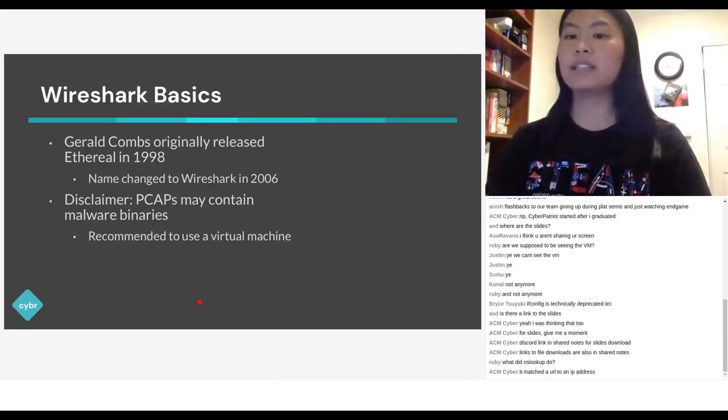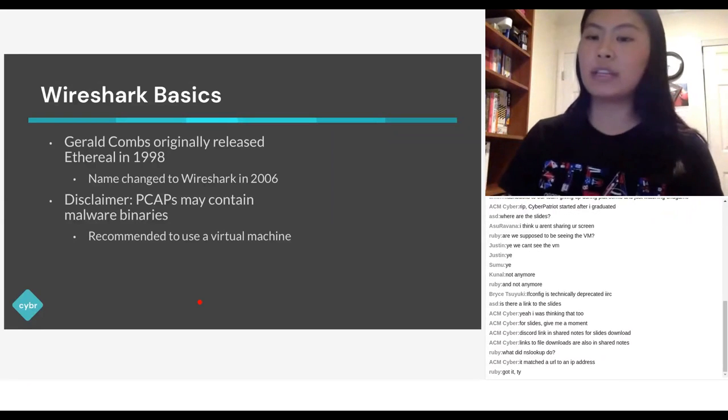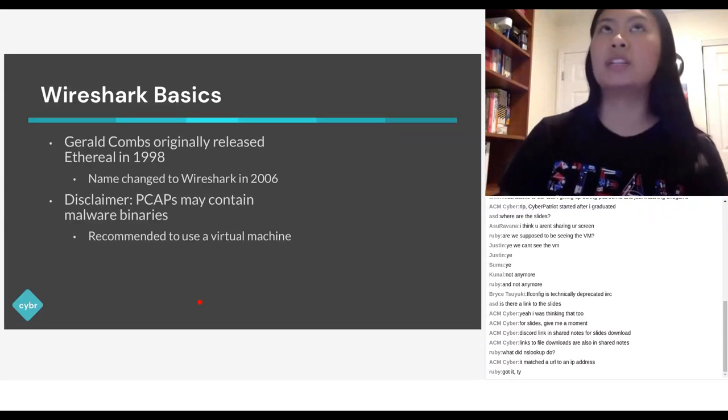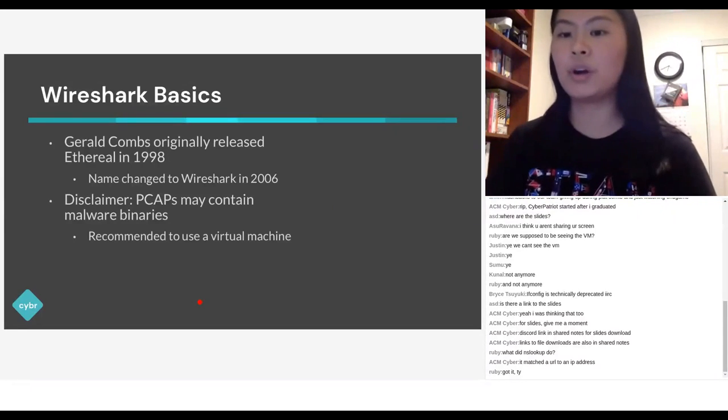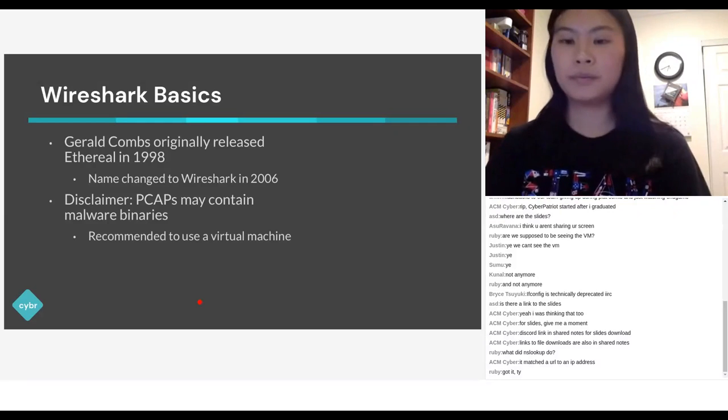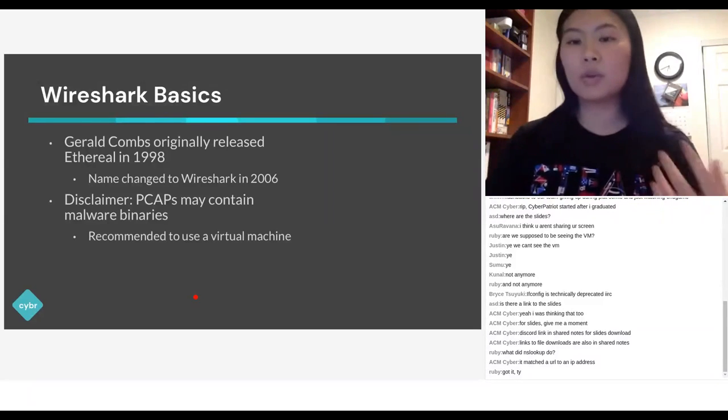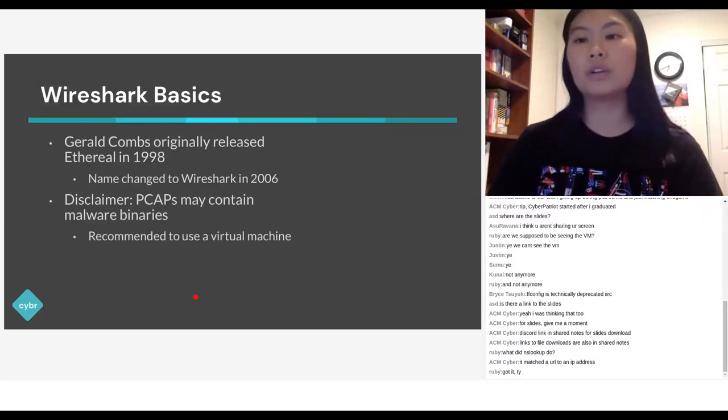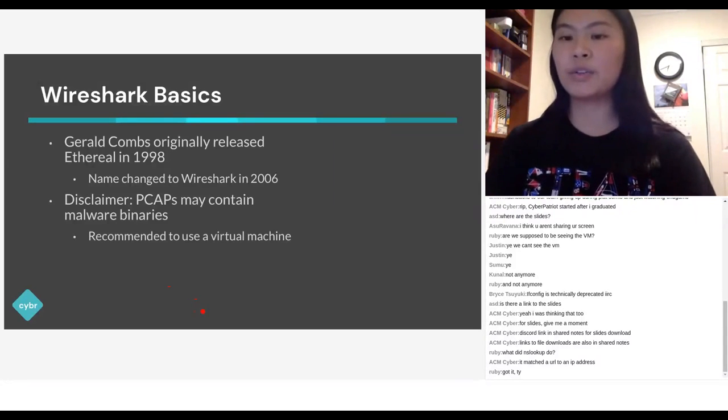Some basics before we get into it. It was released under the name Ethereal in 1998, but in 2006 they changed the name to Wireshark. It runs on most operating systems, so it runs on Windows and Mac. You can basically use it on any of those operating systems.